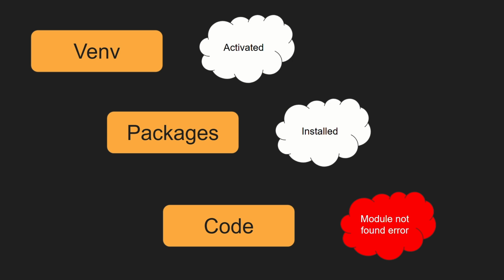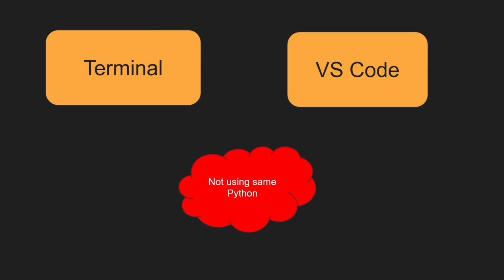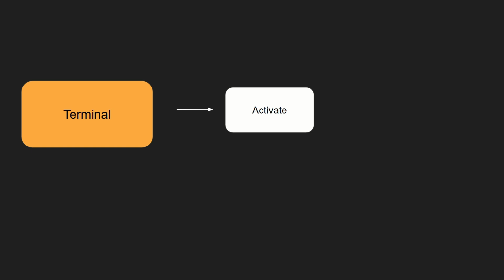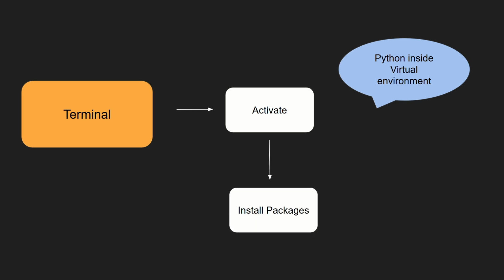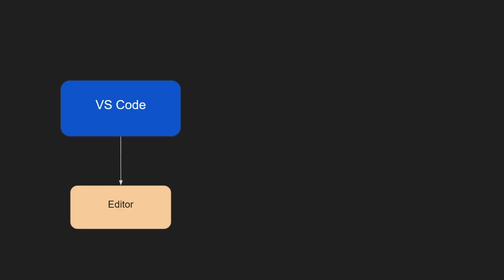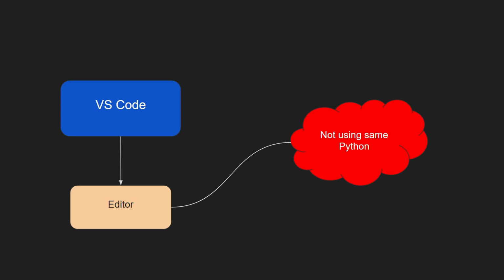Most of the time, the problem is actually very simple. Your terminal and VS Code are not using the same Python. Let's break it down. When you open a terminal and activate your virtual environment, that terminal starts using the Python inside that environment. So when you install packages there, they go into that environment. But VS Code itself, the editor, does not automatically use that same Python. It has its own selected interpreter.